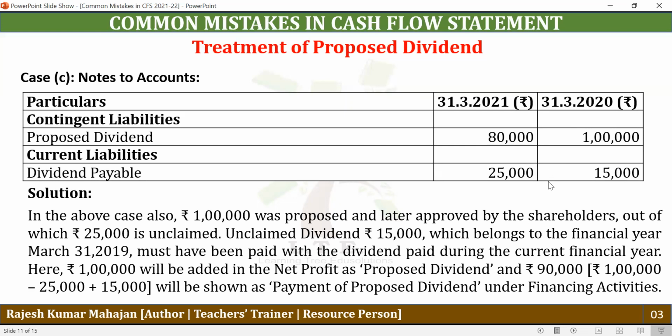So when we pay the dividend in the current financial year 2021 for the previous year, 25,000 is unpaid, and we shall assume the dividend which was unpaid in the previous year must have been paid in the current year. So out of 1 lakh rupees, we shall deduct 25,000 which is unpaid, and we shall add 15,000 which must have been paid during the current year. So 1 lakh minus 25,000 is 75,000, 75 plus 15, that is 90,000, will be shown as a payment of dividend under financing activity.